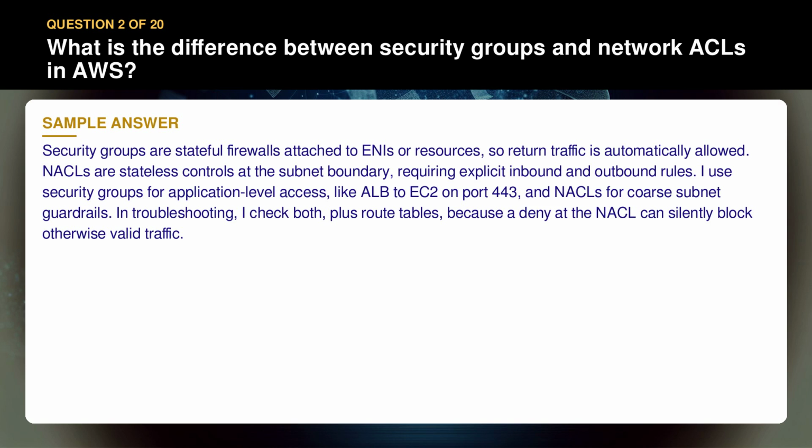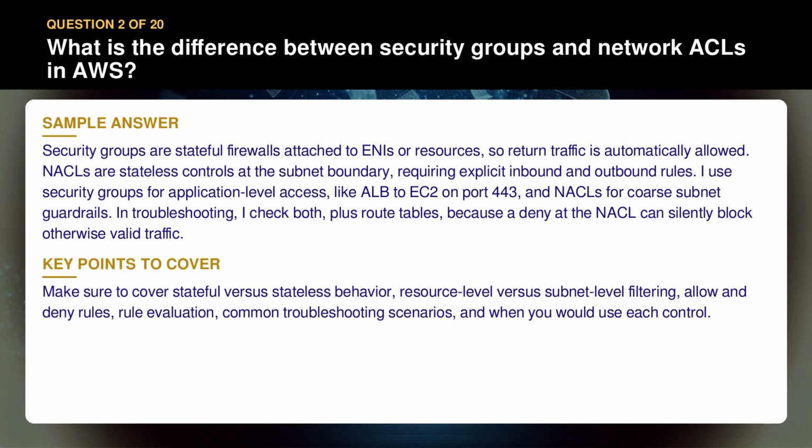In troubleshooting, I check both, plus route tables, because a deny at the NACL can silently block otherwise valid traffic. Make sure to cover stateful versus stateless behavior, resource-level versus subnet-level filtering, allow and deny rules, rule evaluation, common troubleshooting scenarios, and when you would use each control.